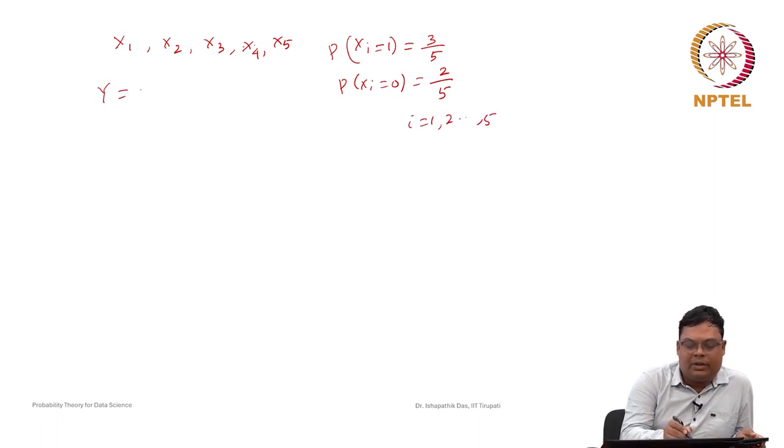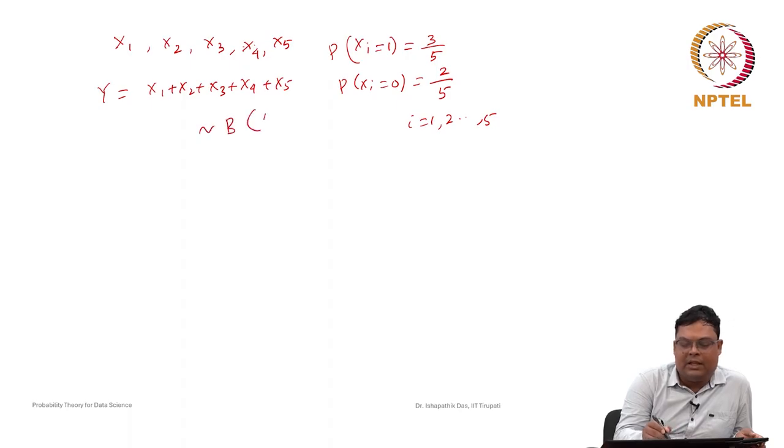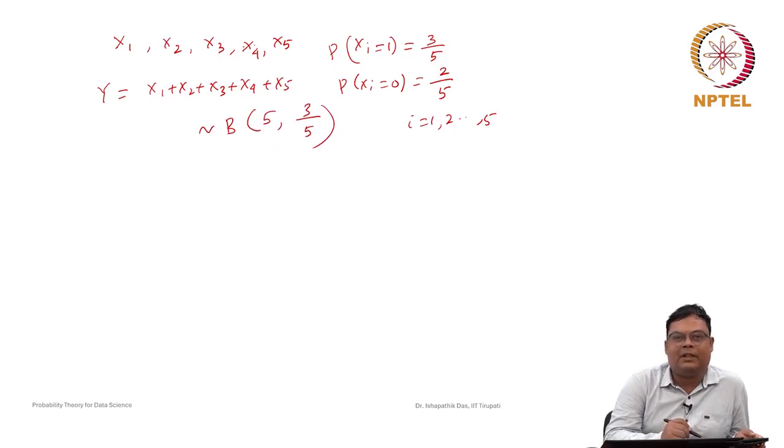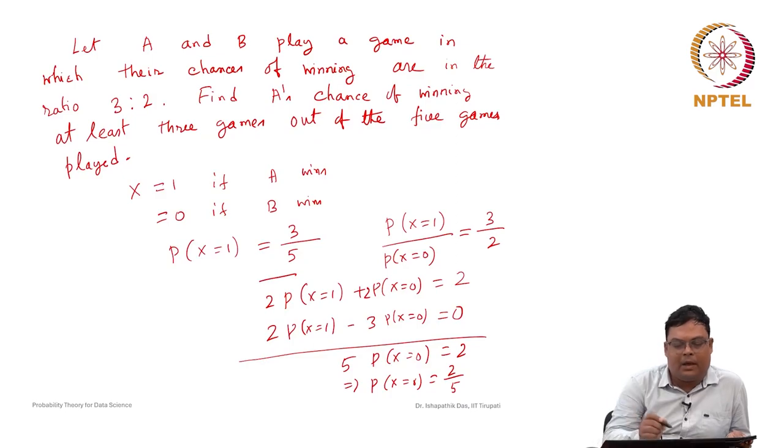Now consider the random variable Y equal to X1 plus X2 plus X3 plus X4 plus X5. As we discussed, this is a binomial distribution, with n equal to 5 and p equal to 3 by 5. In our previous example, we considered p equal to half, because nothing was mentioned about the probability of head. Here it is mentioned that the winning probability for A is in the ratio 3 is to 2. Now, what is the question? Since it is a binomial distribution, find A's chance of winning at least 3 games out of the 5 games played.